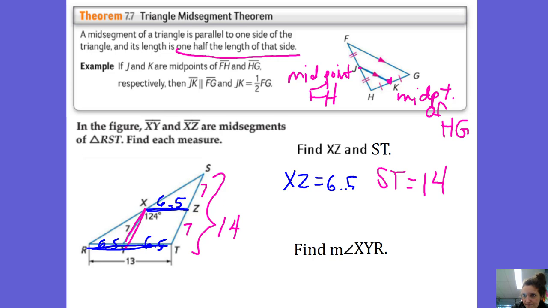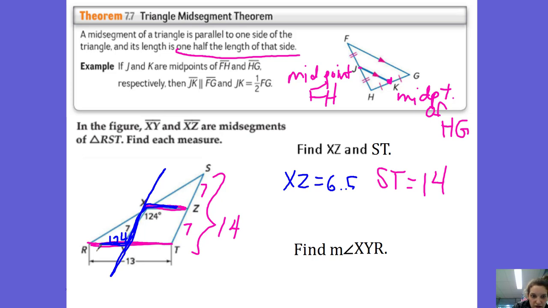Okay, then it also wants us to find the measure of angle XYR. So XZ is the midsegment, so it's going to be parallel to this side. So if I think of XY as my transversal, I have some alternate interior angles right here. Alternate interior angles. Blast from the past, haven't seen that in a long time. These are alternate interior angles, and when those lines are parallel, the alternate interior angles are congruent. So that means that this angle is 124.